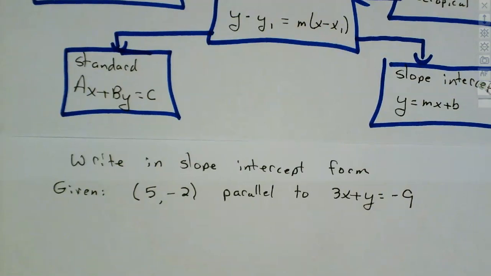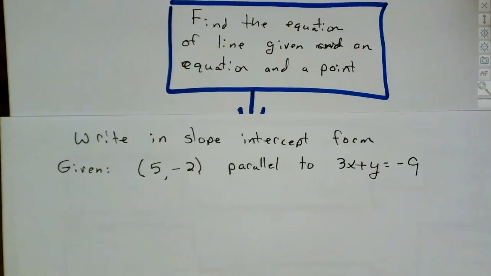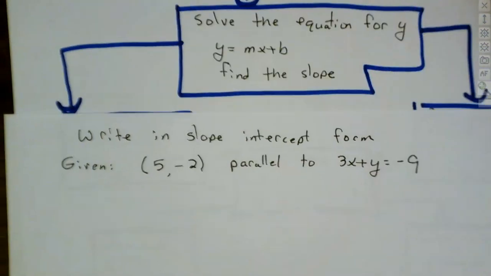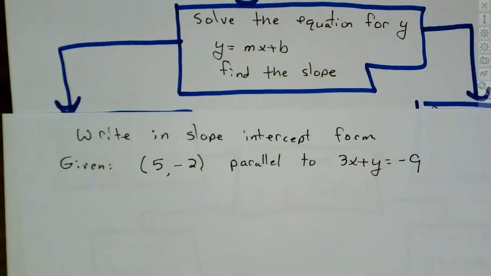Or not slope, but we have a point and we have a line equation, right? We have a point, we have a line equation. So what do we need to do? Let's follow our flow chart. Point and line equation. We take our line equation and we do what? Solve it for y. So let's do that quickly.